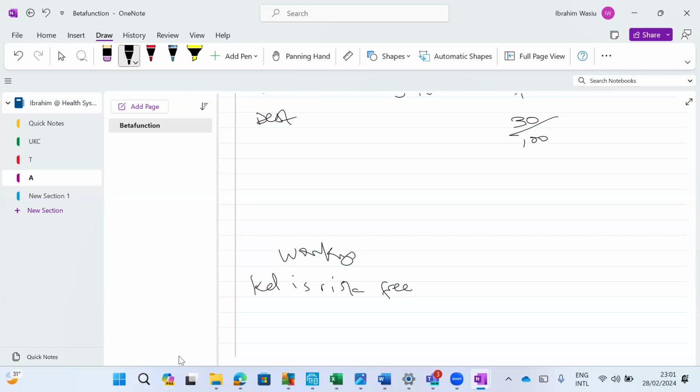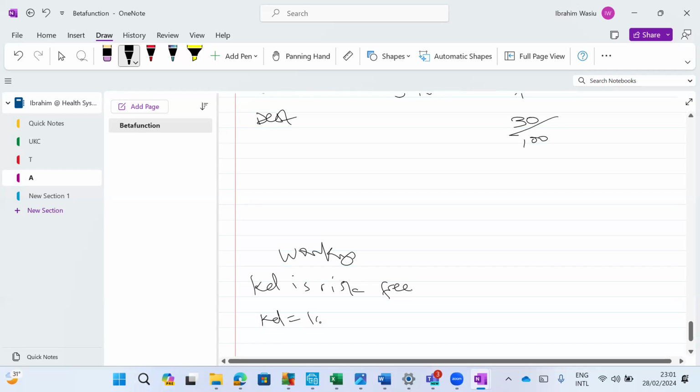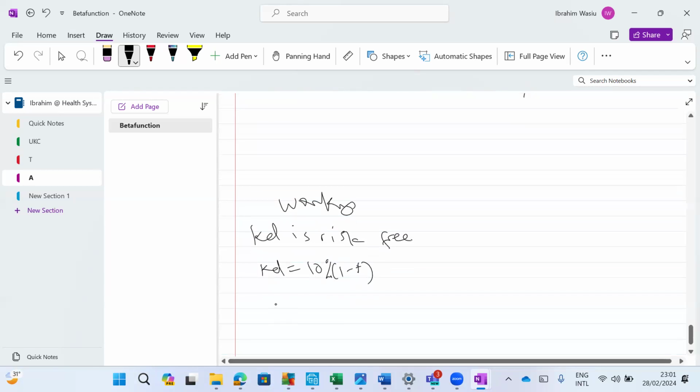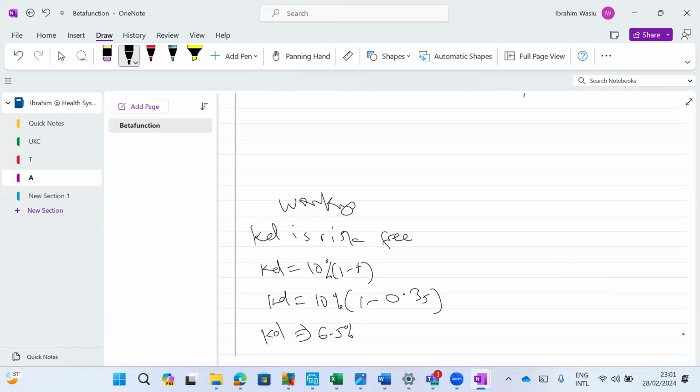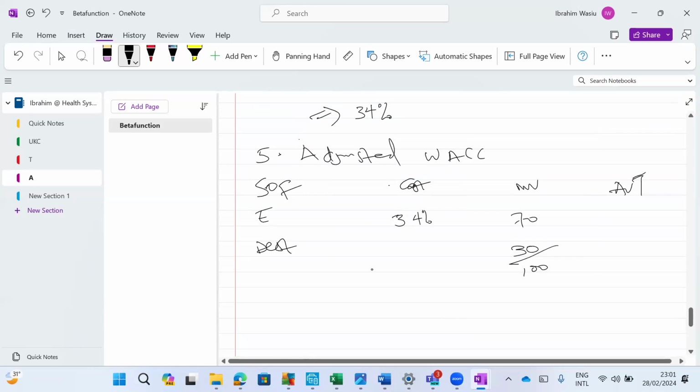So KD is what from here? The risk-free rate is 10%, so that's the cost of debt, but it must be post-tax. So 10% into 1 minus 0.35, which is 0.065, 6.5%.